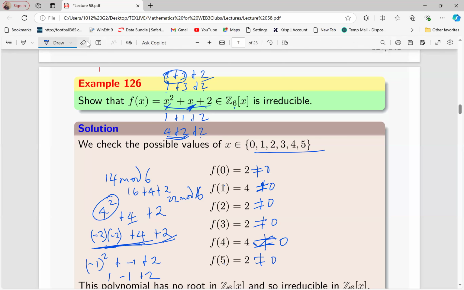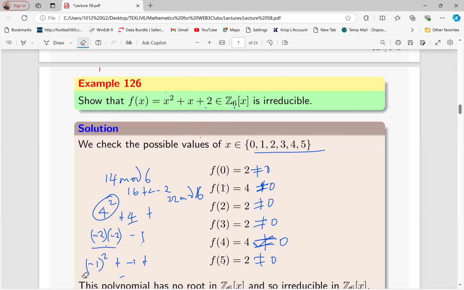We've tried all of them. None of them is a root. So it means this polynomial is irreducible in Z mod 6.